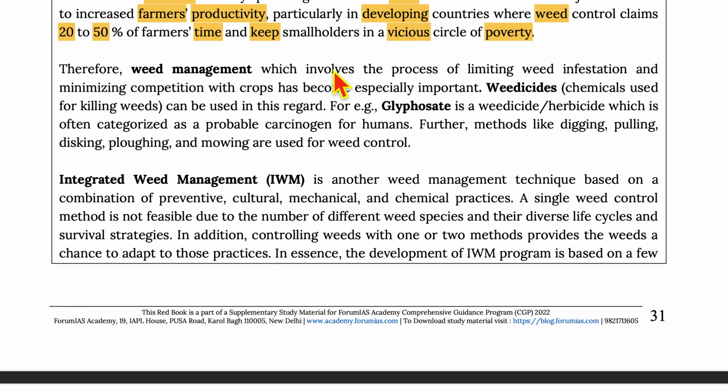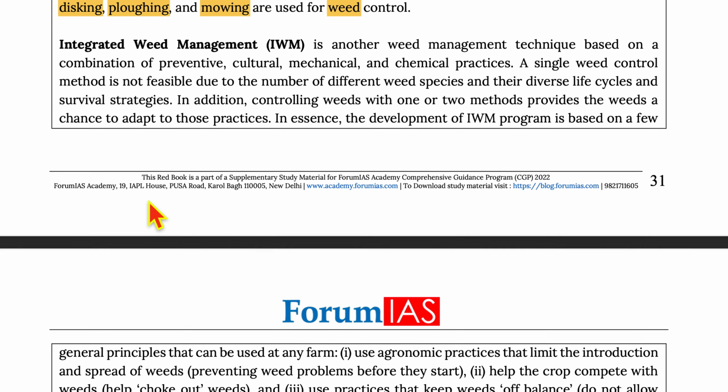Therefore, weed management, which involves the process of limiting weed infestation and minimizing competition with crops, has become especially important. Weedicides, which are chemicals used for killing weeds, can be used in this regard. For example, glyphosate is a herbicide which is often categorized as a probable carcinogen for humans. Further methods like digging, pulling, disking, plowing, and mowing are used for weed control.